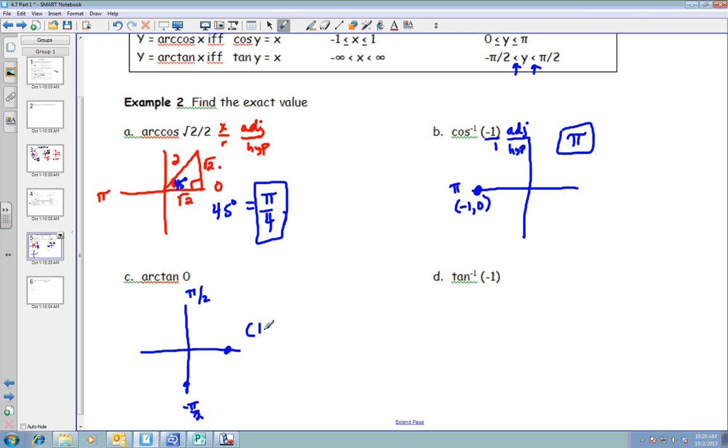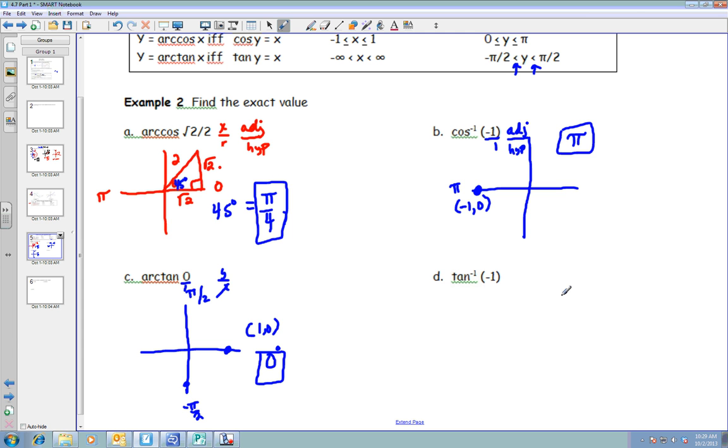That's the point 1, 0. Remember, tangent is our y over our x. So is our y value 0? Yes. Is our x value 1? Yes. So what is this point right here? It is 0 degrees, 0 radians. So we're saying the tangent of 0 is 0.